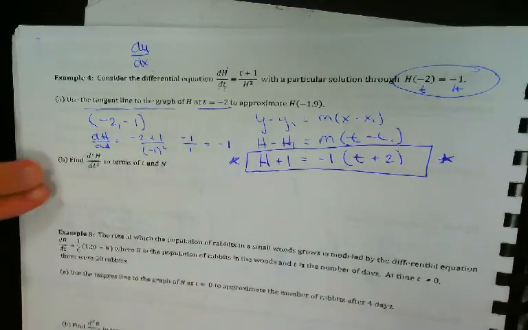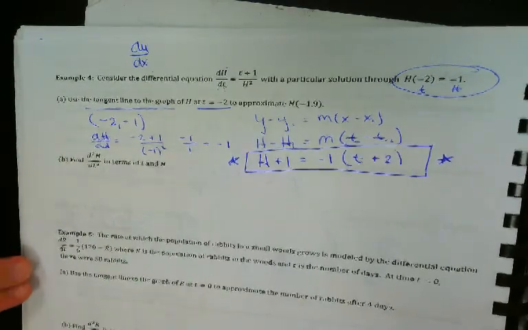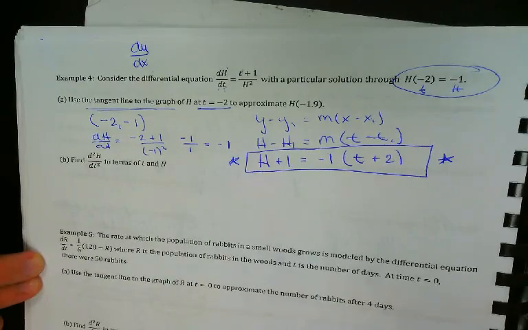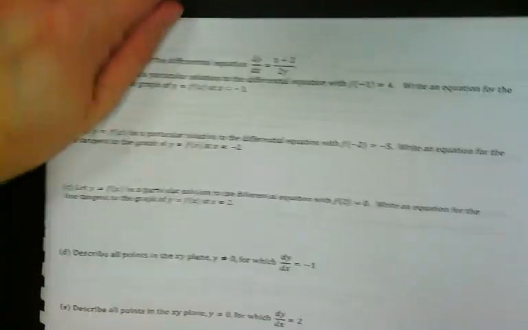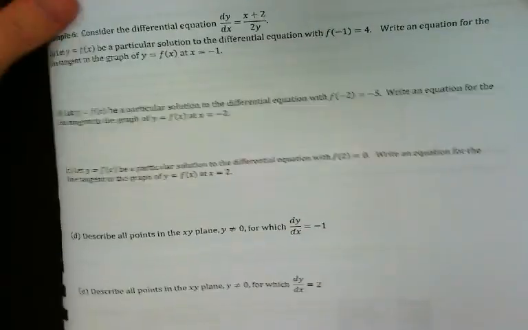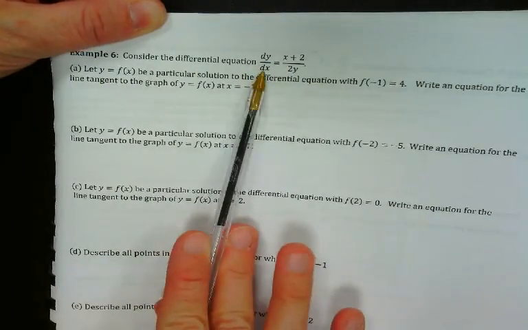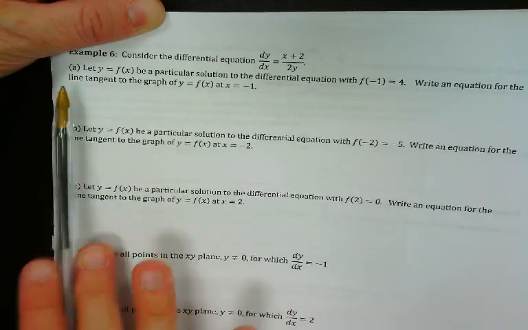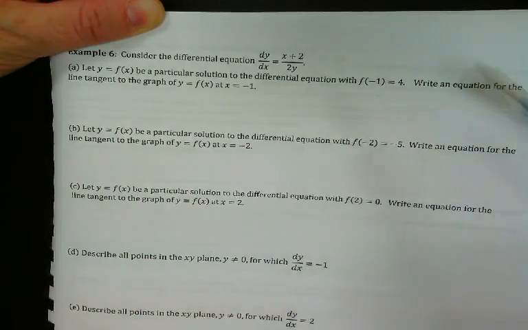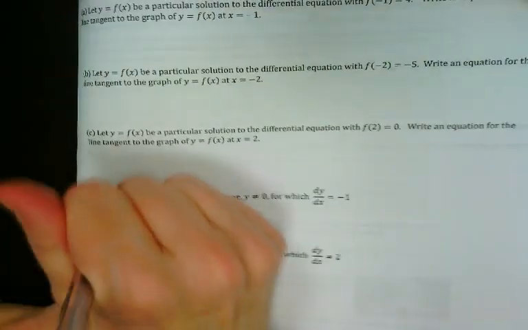I'm going to skip find the second derivative. I think we've got that idea down. I'm going to flip the page on you here. Turn to page 325 there, example 6. All right, it says consider this differential equation. Again, an equation with a derivative. Let y equals f of x be a particular solution. Write the equation of another tangent line. I think we got the tangent line down. Everyone feel comfortable with the tangent line? All right, jump to D.